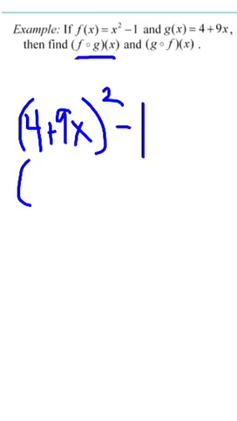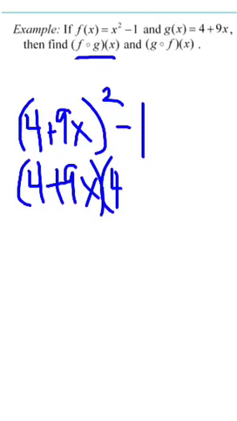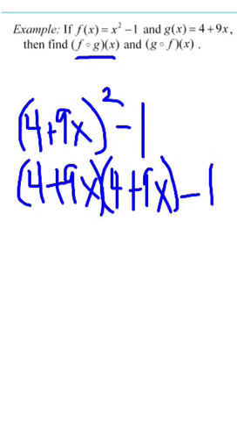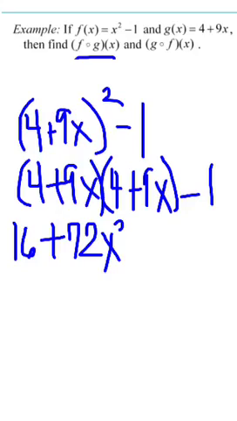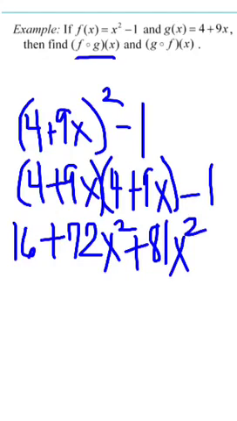So that's the same thing as 4 plus 9x times 4 plus 9x minus 1. And to multiply, you could either distribute or use the FOIL method. When we multiply, we end up with 16 plus 72x plus 81x squared minus 1.